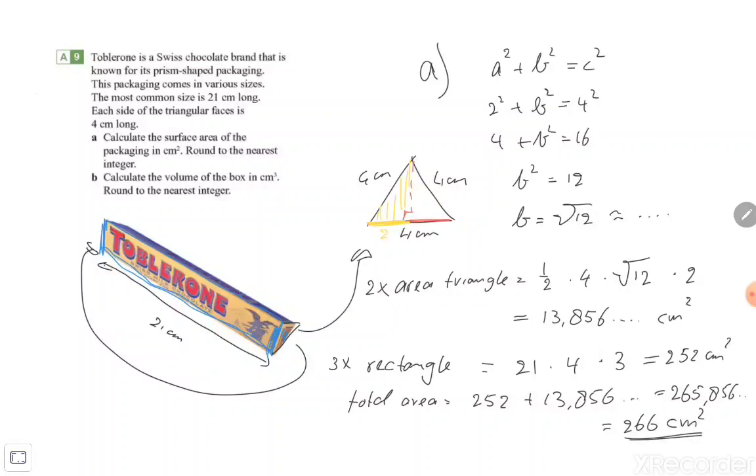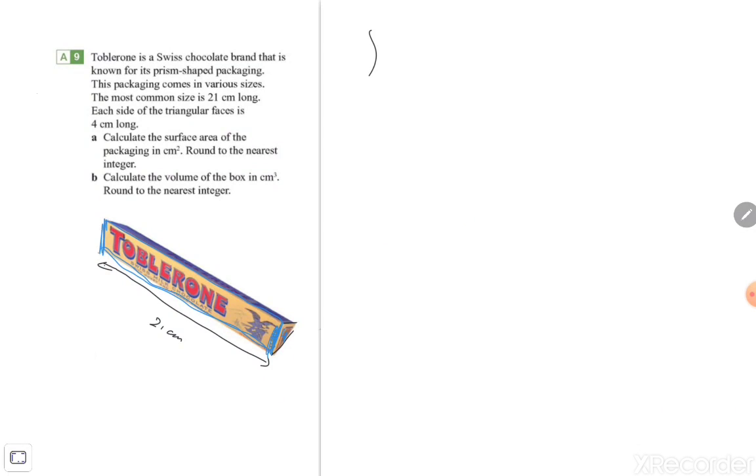Let me look at exercise B, because there we're going to calculate the volume of the box in cubic centimeters and round to the nearest integer. Now, to calculate the volume, we needed to know the area of the triangle, because that's the base of my prism, and then multiply by the height, and the height is 21 centimeters. In exercise A, we already know that this side was 4 centimeters, and the matching height was the square root of 12.